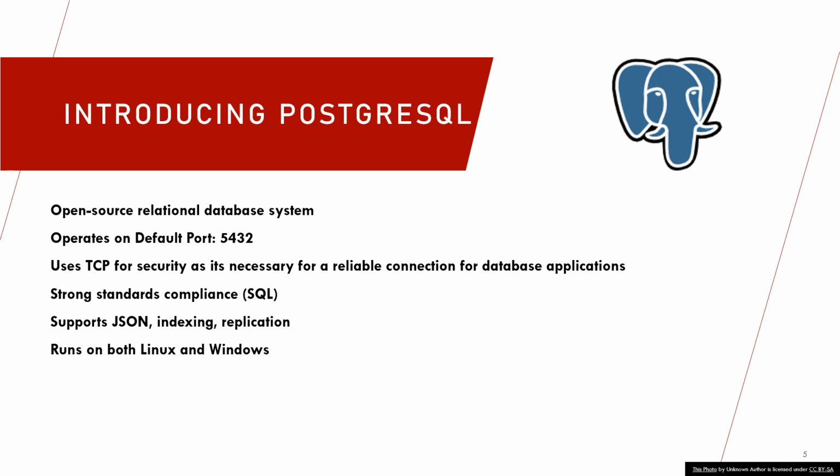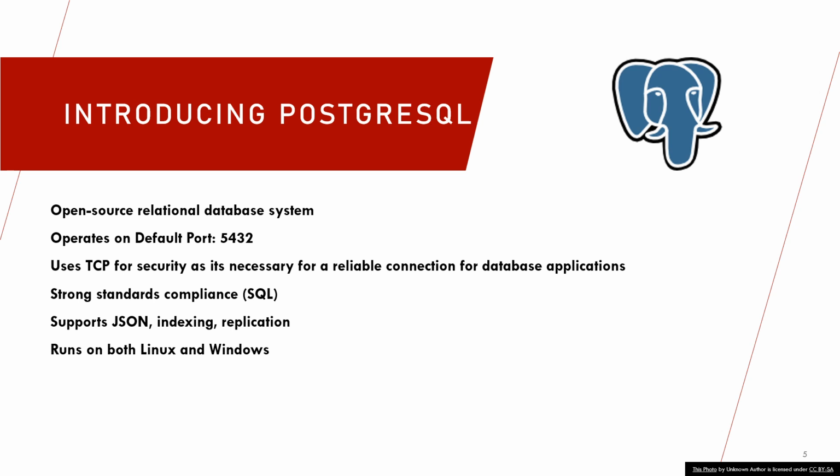So PostgreSQL is an open-source relational database. It's known for its stability, standards compliance, and it's very rich in features. It runs on port 5432 and uses TCP for its connections, so we want to make it as secure as possible.